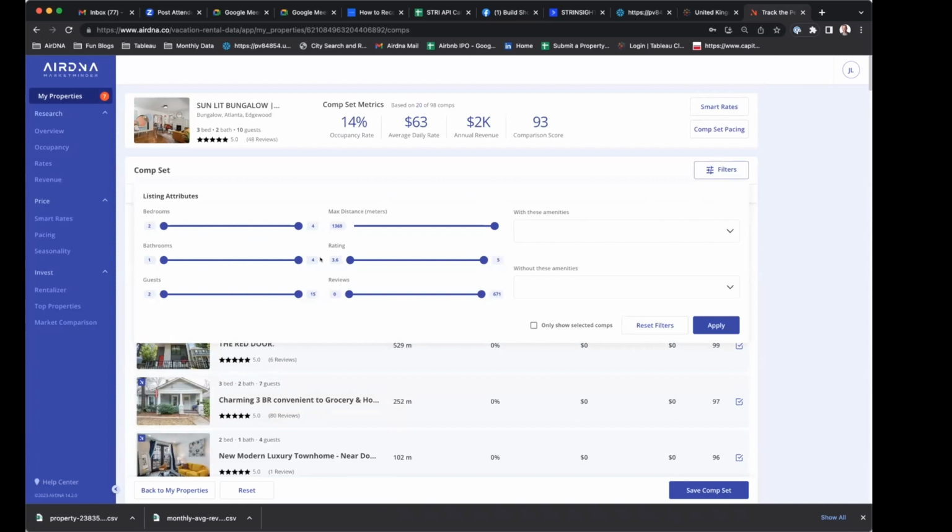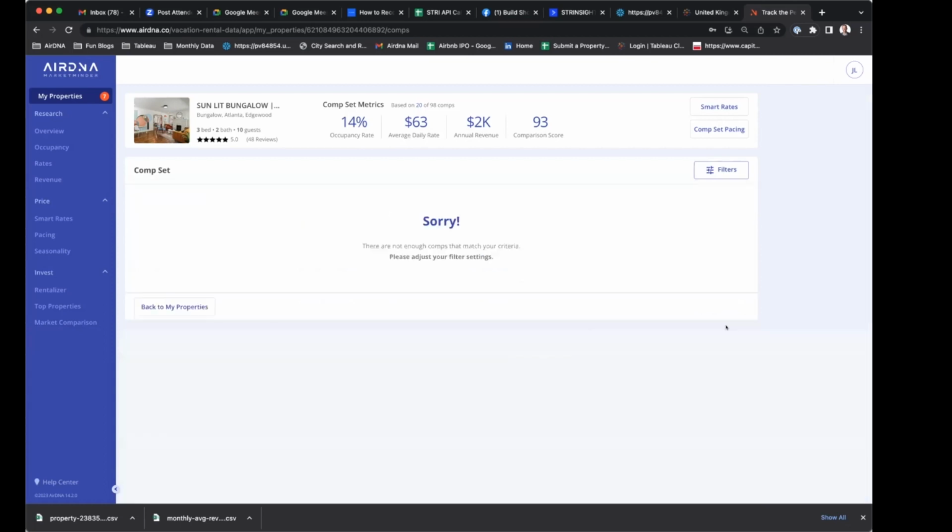But then you can go in and set very detailed filters. So bedroom, bathroom, guest counts, max distance, ratings, reviews. So let's say you're running a 4.9-star business. You only want properties pulling back that have 4.8 and above. Let's say you want to get rid of properties that don't have a significant review history. And then let's say you've got a hot tub and you don't have a pool. So I want to pull back listings that have a hot tub but don't have a pool, because those are going to be meaningful in terms of the rate that I'm able to charge in that market.